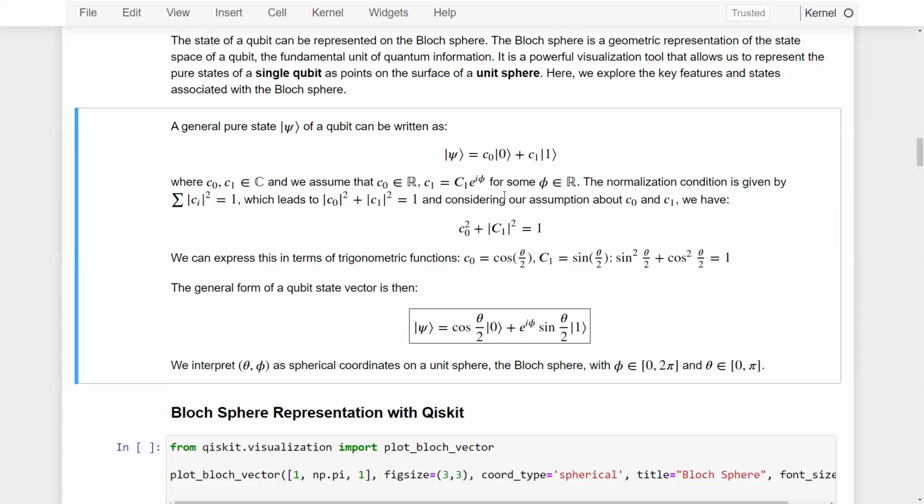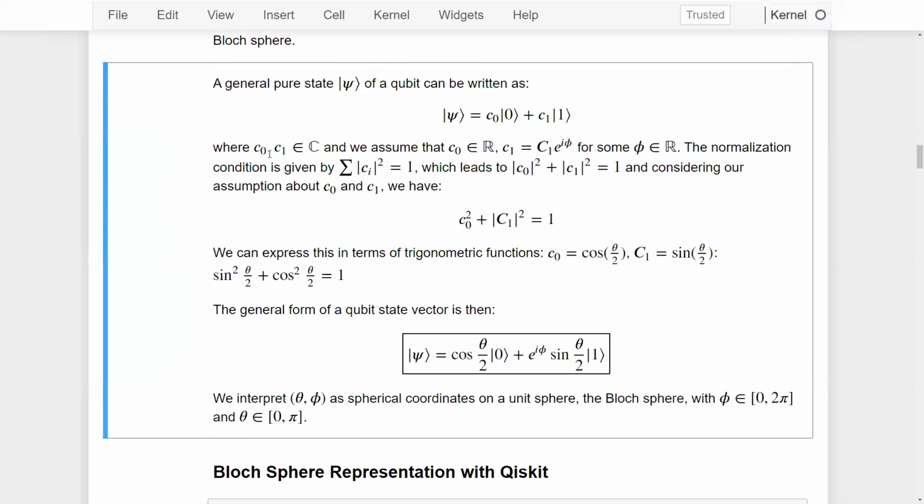Since we fix the radius to be equal to 1, any point on the sphere is given by two coordinates, theta and phi, just like any coordinate on the Earth, right? We need two coordinates. So let us rewrite this general quantum state of a qubit.